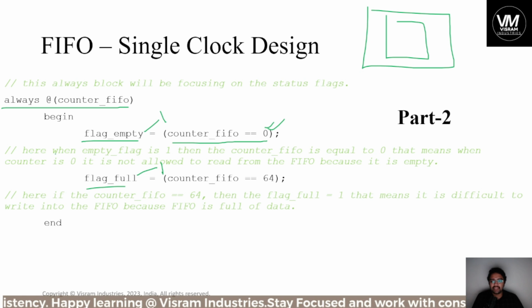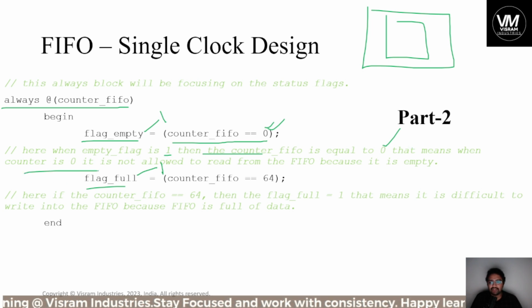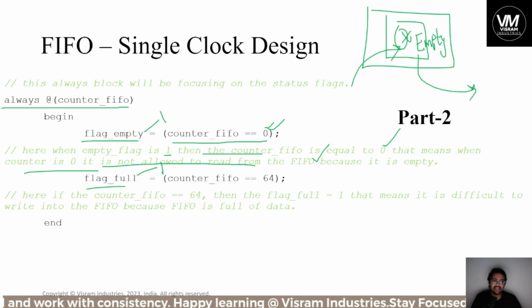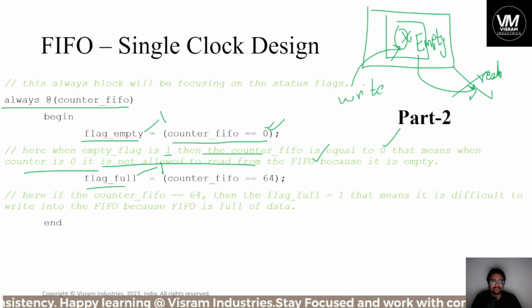Remember this. When the empty flag is 1, then the counter FIFO is equal to 0. That means when the counter is 0, it is not allowed to read from the FIFO. If there is no data, if it is saying empty, what will you read? You can write into it, but you can't read from it. Big no for read, but big yes for write, if it is empty. Empty is equal to 1.